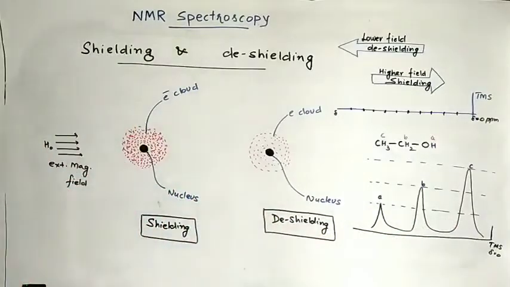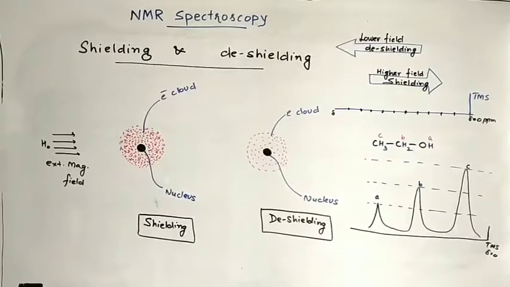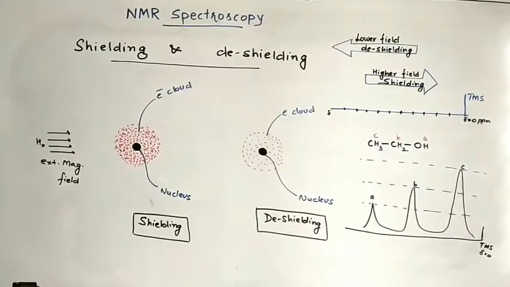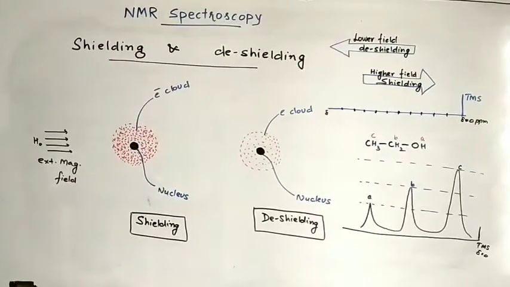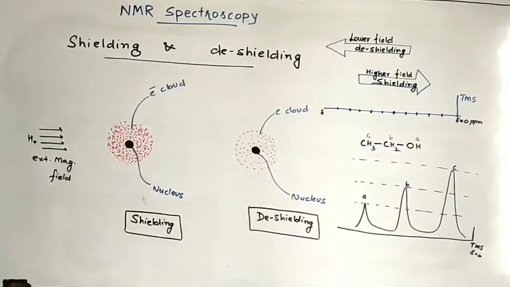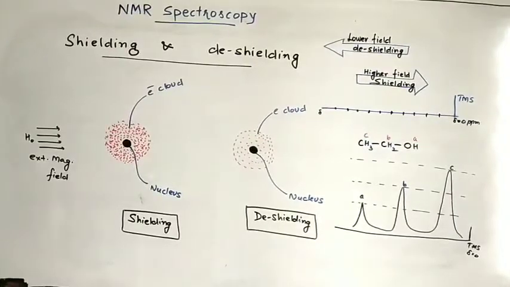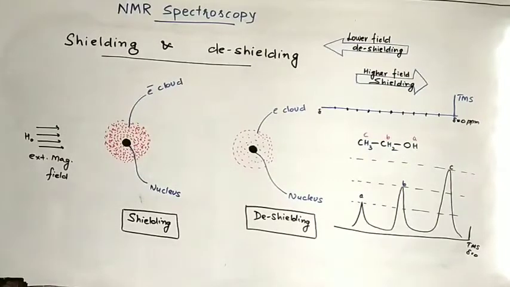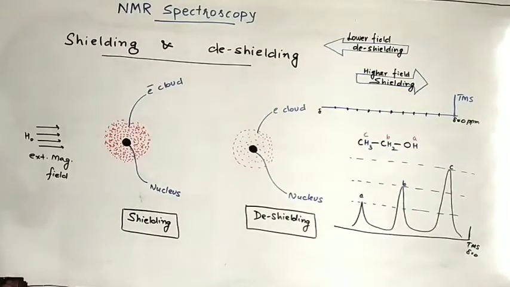So when we increase the external magnetic field strength, first we get signal A, then B, then C. You can say signal C is shielded. Here we require more strength of magnetic field. So keep in mind, when there is shielding, we require more strength of magnetic field. Signal A is de-shielded, so we require less strength of external magnetic field. That is what shielding and de-shielding are.